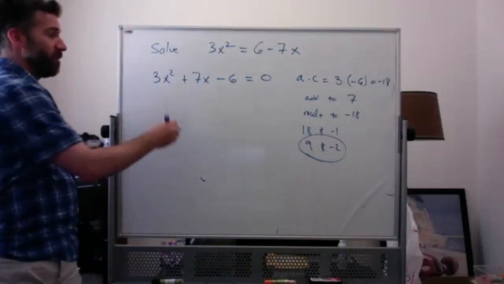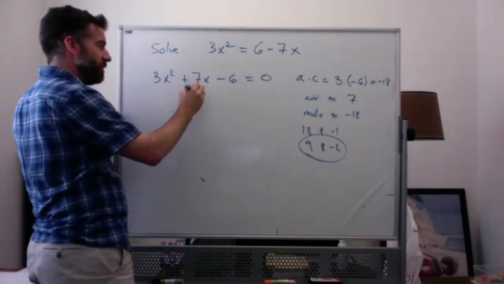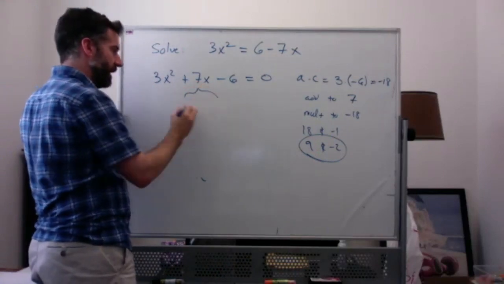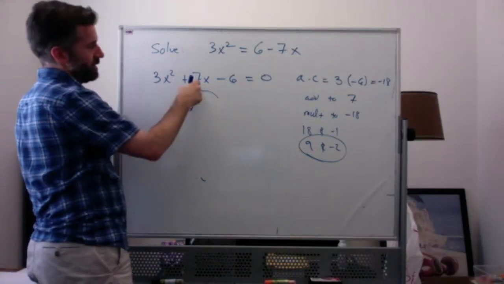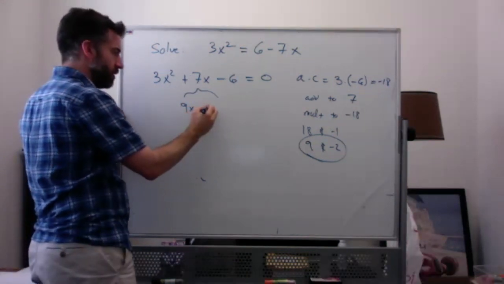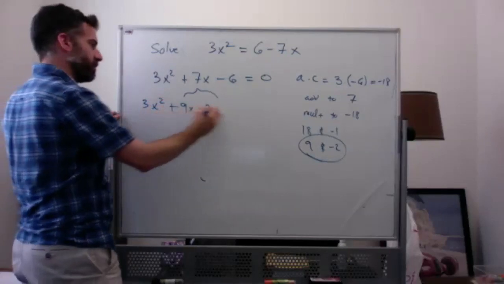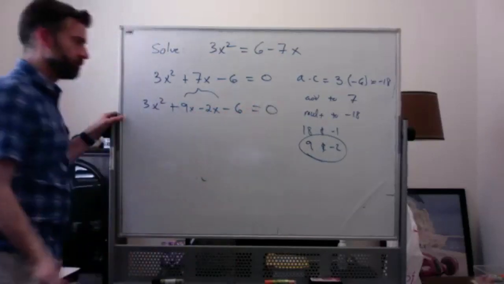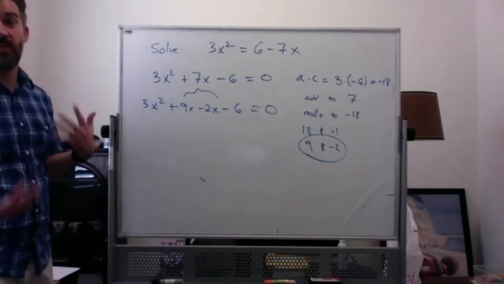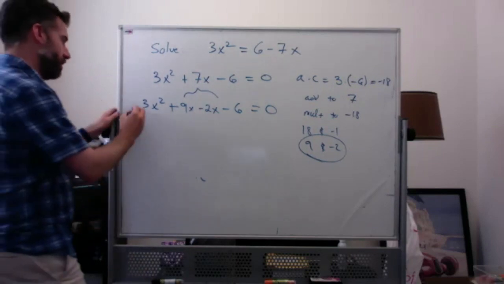So then we have to remember what we're doing with that, right? We're saying, oh, 7, that is 9. I should say 7x is 9x minus 2x. And then it's the same kind of story over and over again.